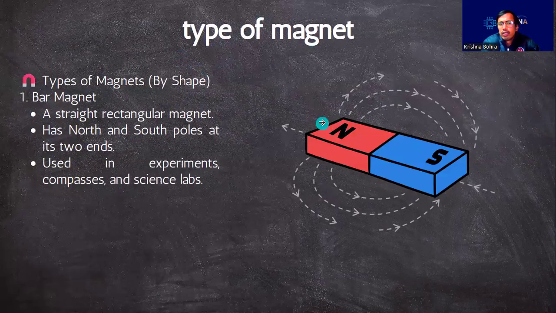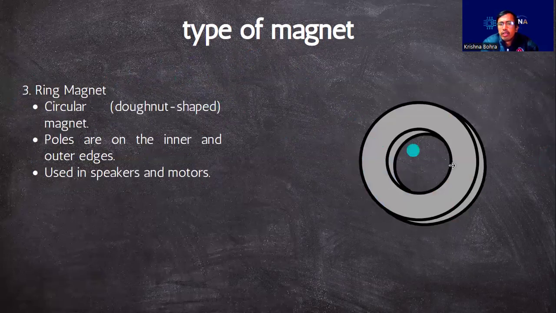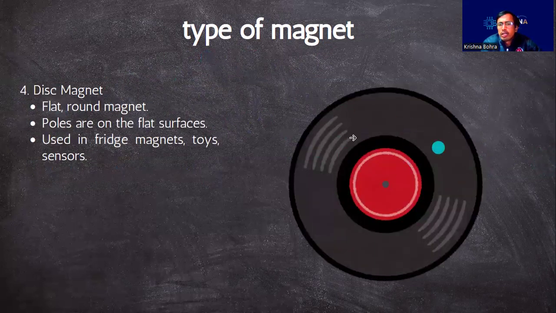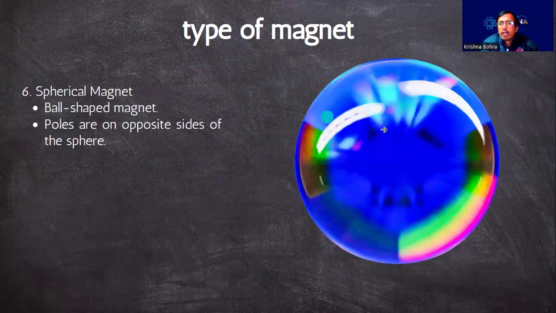Types of magnets. This classification is based on the shape of the magnet. If it is a cuboidal shape, we call it a bar magnet. If it is like this shape, we call it a horseshoe magnet. This is called a ring magnet. This is called a disk type of magnet, similar to a disk. This is called a cylindrical magnet, and this is called a spherical magnet.